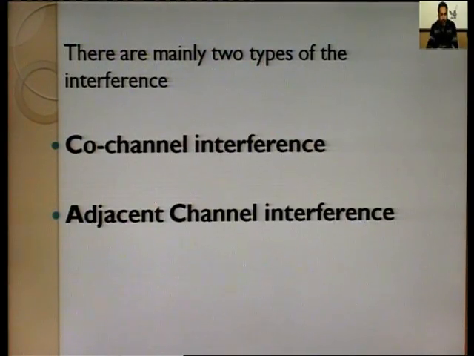Now, types of interference. There are mainly two types of interference. First is called co-channel interference, meaning it is due to the co-channel, and the next is adjacent channel interference, which is the interference from the adjacent channel.